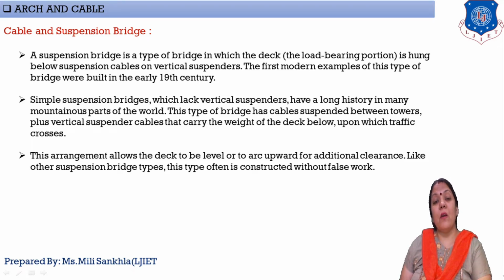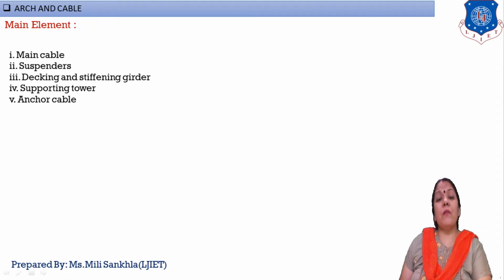One by one. Again, a suspension bridge is a type of bridge in which the bridge is hung on a suspension cable, and this suspension cable is hung on suspenders. This is an advanced technology to transfer load from the main deck to the pillars. One by one, what are the main elements of this suspension bridge?